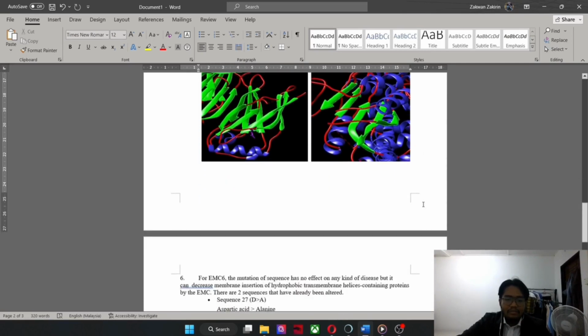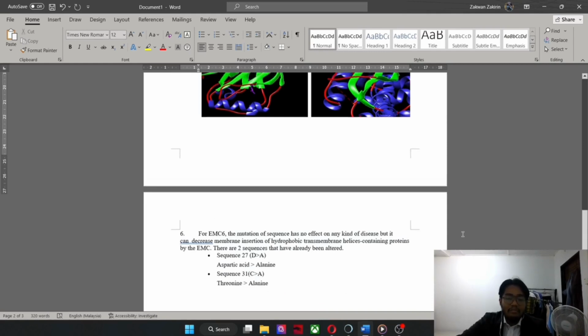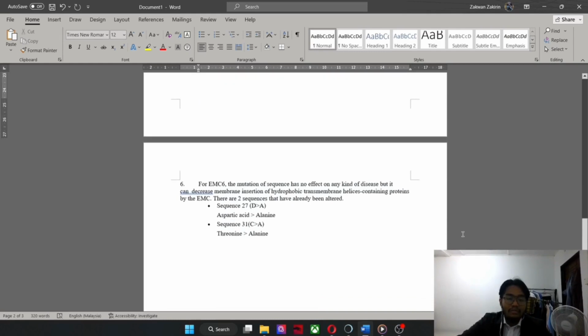Next is the mutation. The mutation sequence has no effect for any kind of disease, but it can decrease membrane insertion of hydrophobic transmembrane helix containing protein by the EMC. These are the two sequences that have been altered: sequence 27 is D2A, which is aspartic acid to alanine, and sequence 31 is C2A, which is threonine to alanine. That's all from me. Thank you.